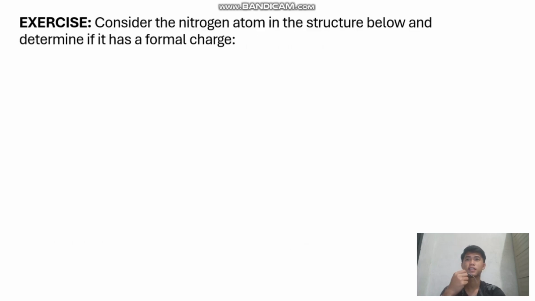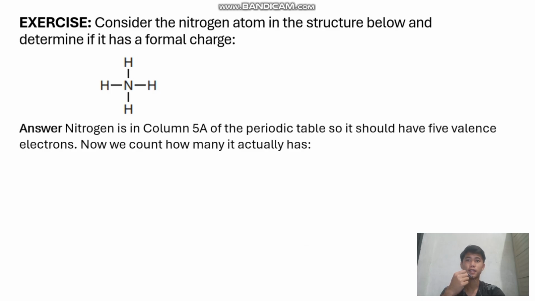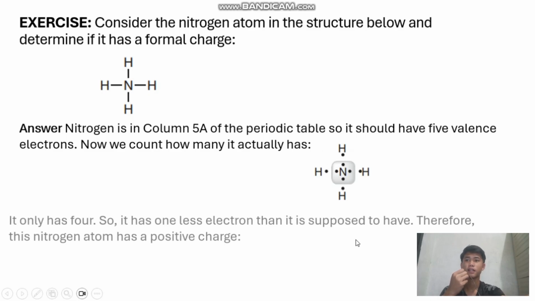So, exercise. Consider the nitrogen atom in the structure below and determine if it has a formal charge. Nitrogen is in column 5A of the periodic table, so it should have 5 valence electrons. Now, we count how many it actually has. In this case, we have 4 valence electrons in the central nitrogen, and so it has one less electron than it is supposed to have. Therefore, this nitrogen has a positive charge.